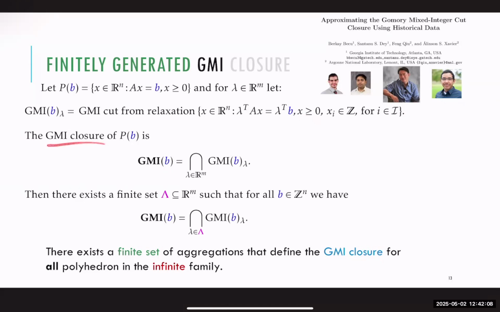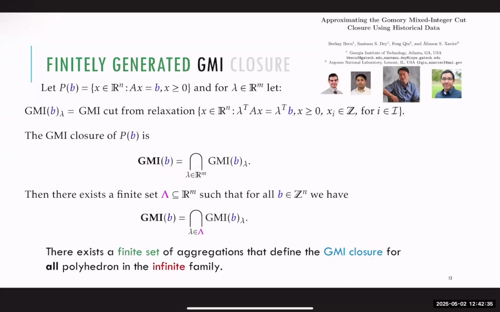So the idea is that you can define the closure, adding all cutting planes, GMI cuts, to the polyhedron for any possible relaxation. And a classic result in integer programming is that, I mean, if I give you just one polyhedron, this GMI closure is a polyhedral set. So you only need finitely many lambdas to define the closure. So not infinitely many relaxations, but just finitely many.